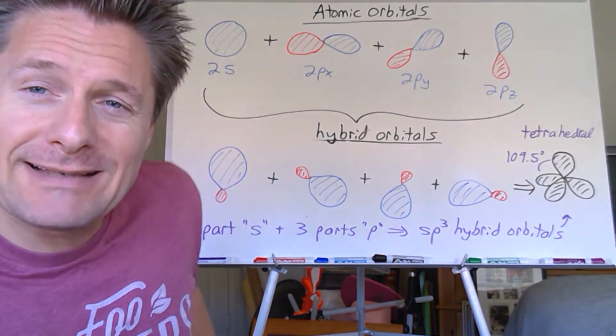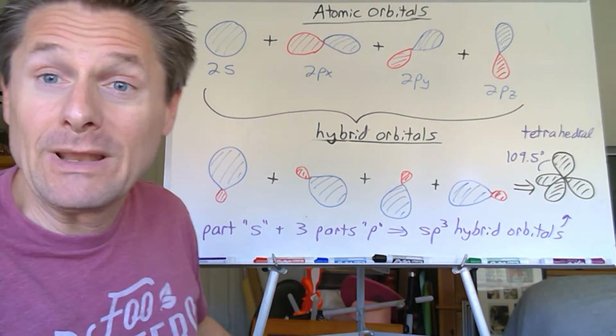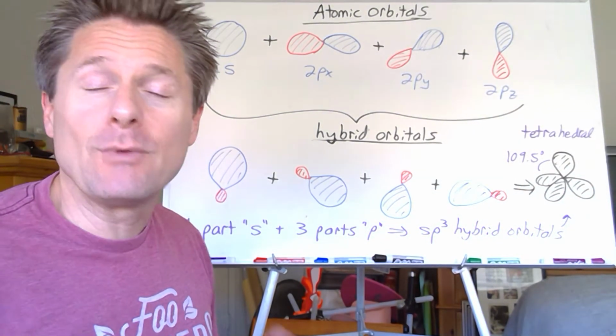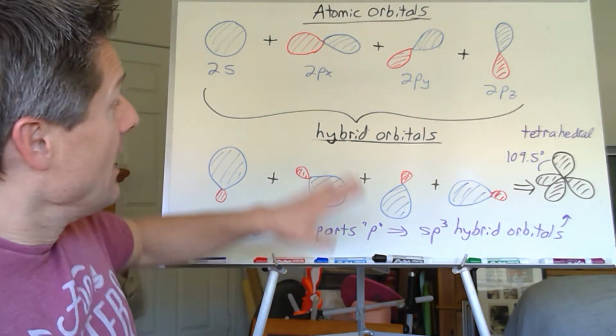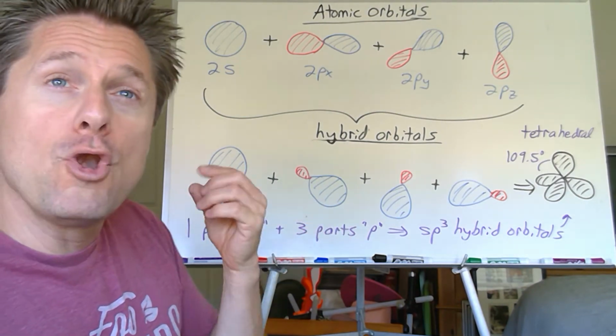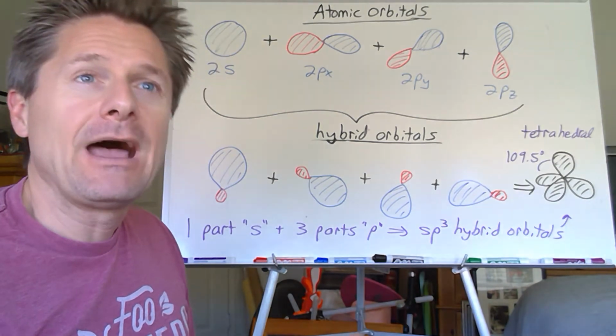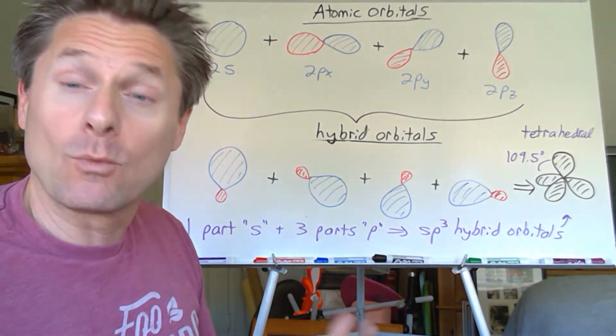I almost forgot. How do we label these? Because they lose their atomic character, we can't call them 2s, 2px, 2py, right? And they're all equivalent. So the notation we use for hybrid orbitals is how many parts s, how many parts p, and later we'll get d, right?